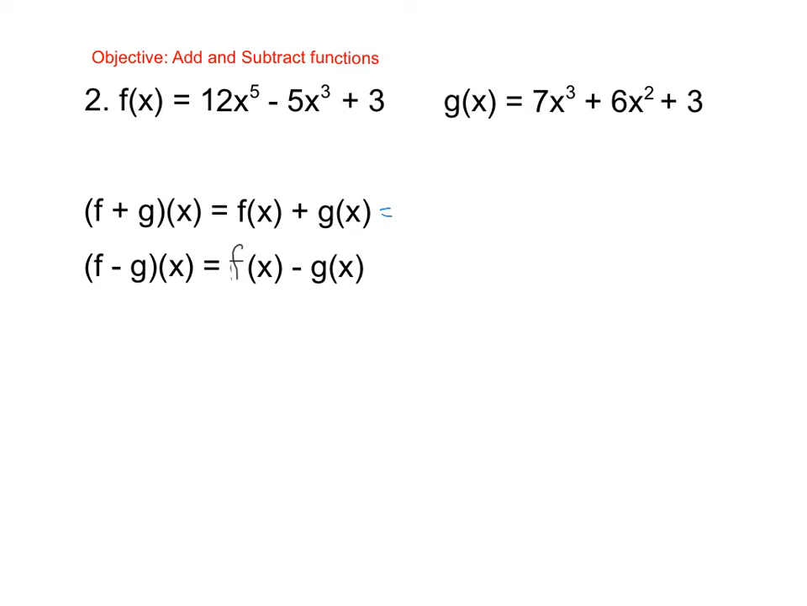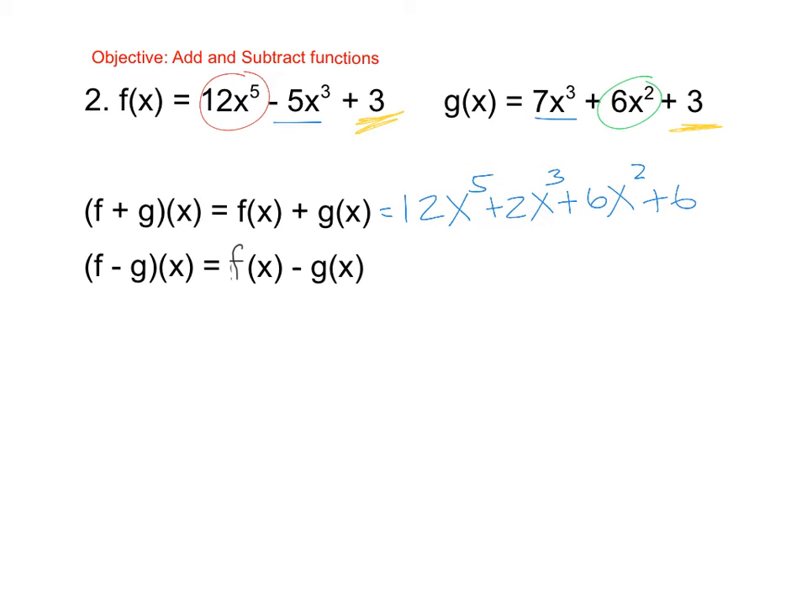So pause the video and do these two on your own. So f plus g, I'm just going to combine like terms. So I get 12x to the fifth, and then plus 2x cubed, plus 6x squared, plus 6. So just combining. So nothing combines with that. Nothing combines with that. And our two 3's go together. And that's it.